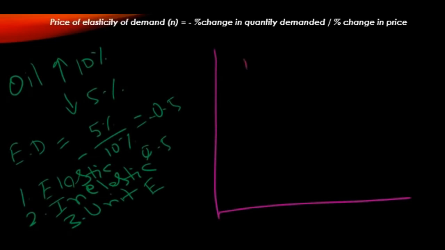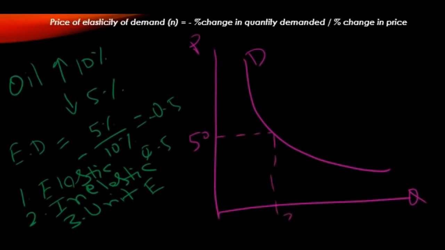So this is the demand curve. This is price and this is quantity demanded, and this is the demand curve. So now you take an example of insulin. Let's say the insulin price is around 50 rupees and the quantity demanded is, let's say, 30.